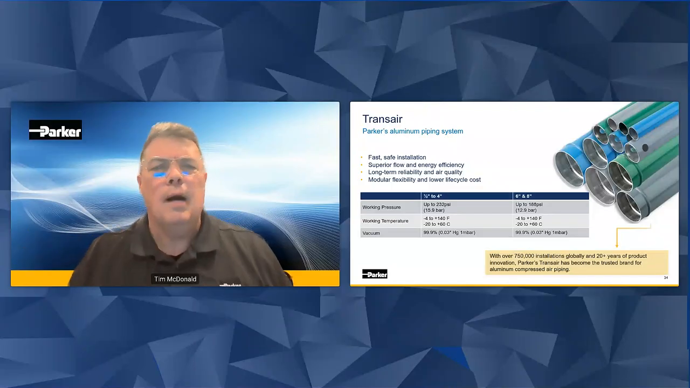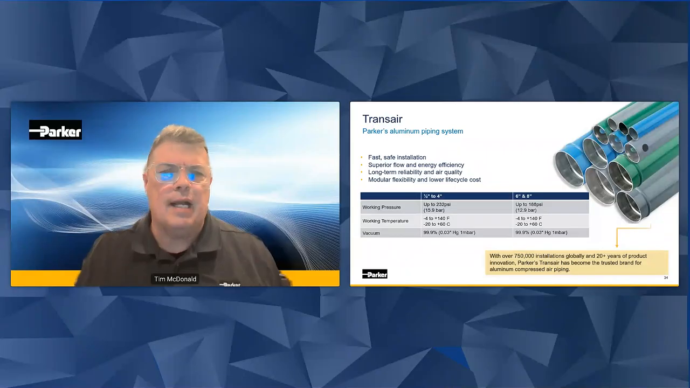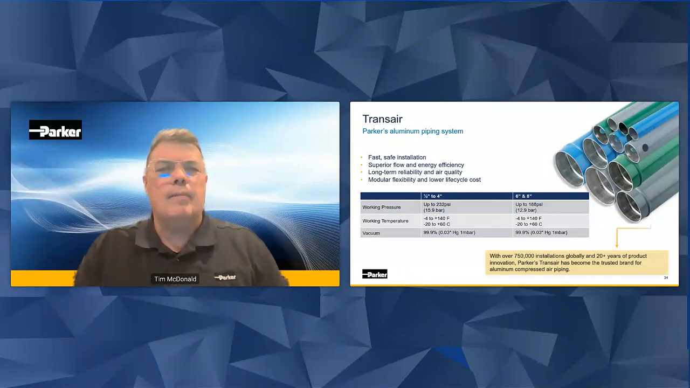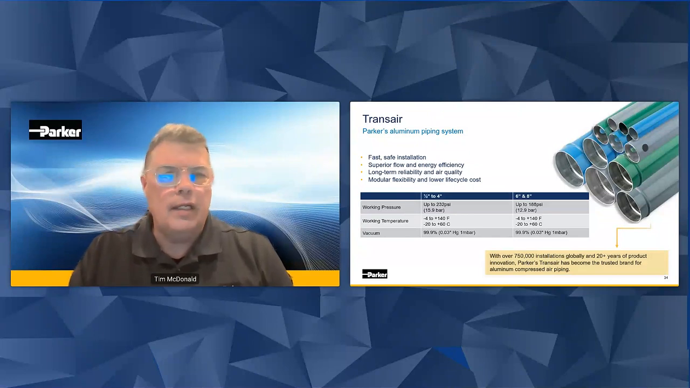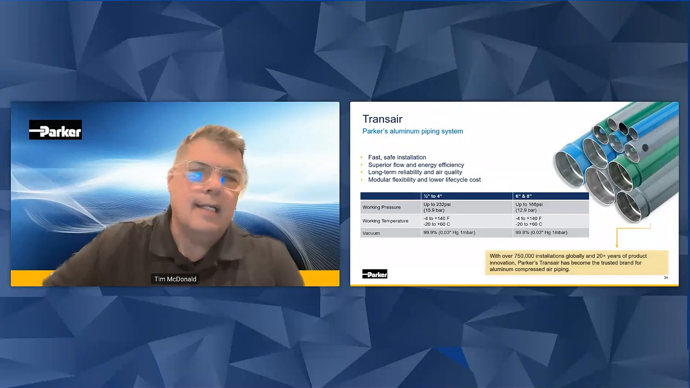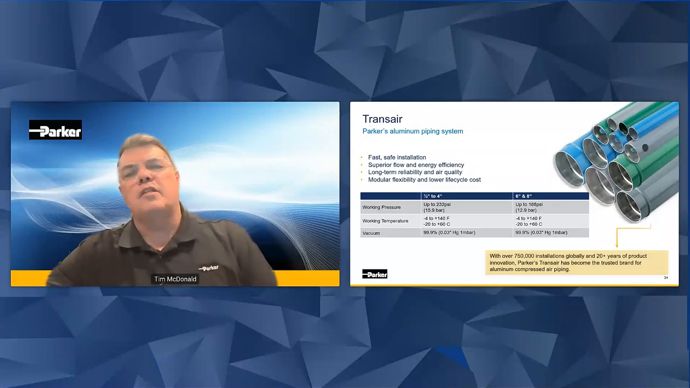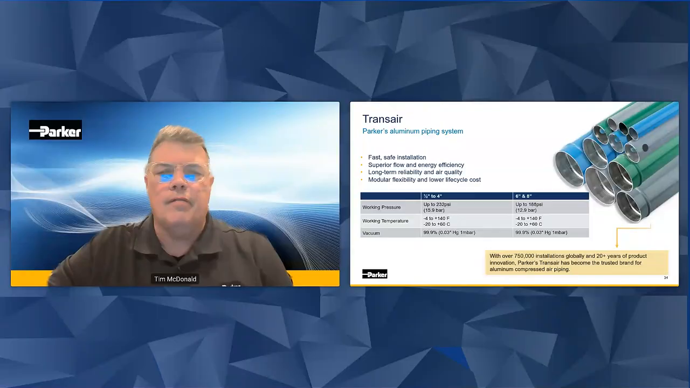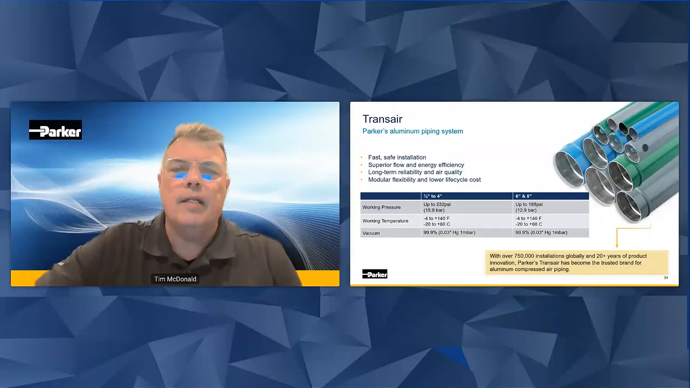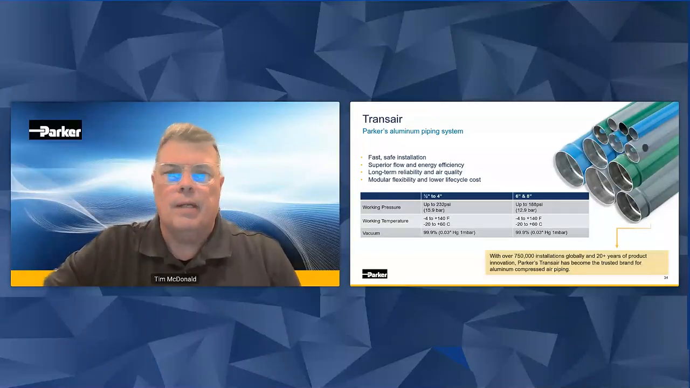Working pressures, up to 4-inch, 232 PSI, 6 to 8-inch, 188 PSI. Your working temperatures are -4 to 140, and we do almost a full vac, 99.9% vacuum on the system. There's over 750,000 global installations of this product and 20 years of product innovation. It's a trusted brand in aluminum compressed air piping.